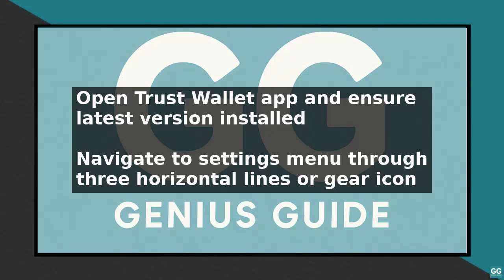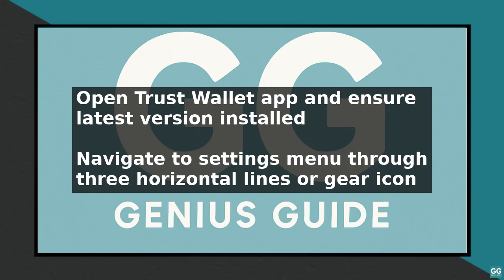To update Trust Wallet Face ID login, start by opening the Trust Wallet app on your device. Ensure you have the latest version of the app installed to avoid any compatibility issues. Navigate to the Settings menu, which is usually represented by 3 horizontal lines or a gear icon. Depending on your device, click on this icon to access the settings options.